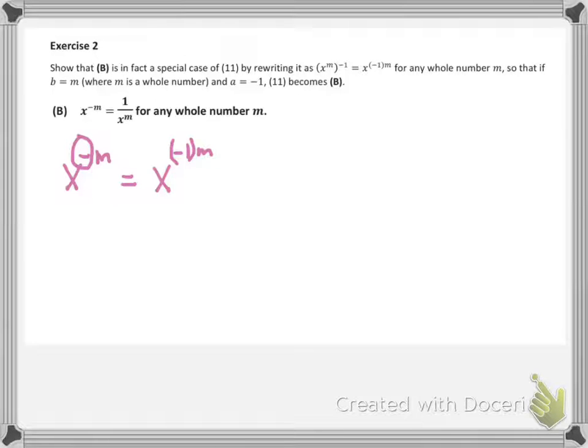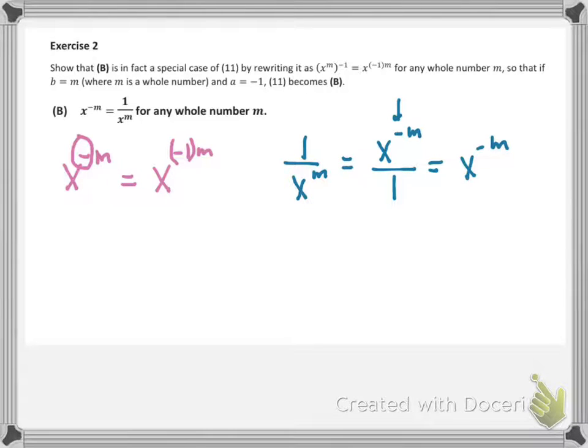And then on the right side, we have 1 over x to the m. Remember, we can change this to a reciprocal by taking x to the negative m over 1. When I take the reciprocal, remember the sign changes, and now I have just x to the negative m.